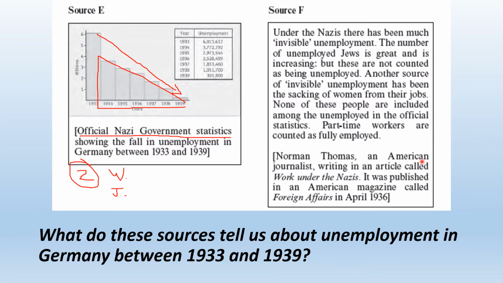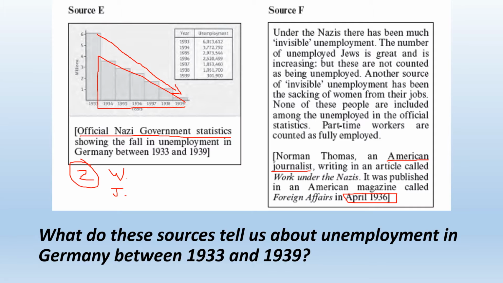And this is an American journalist, something, again, we need to keep in mind of his perspective. He doesn't exactly have the interest of making Germany's employment figures look positive. So he's writing in an article called Work Under the Nazis, and this was published in April of 1936. So he's trying to get the truth out about what the Nazis are really doing with their employment stats. So it tells us two really important things.